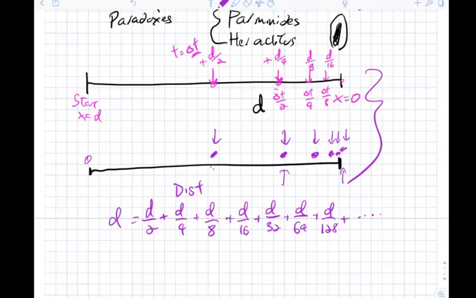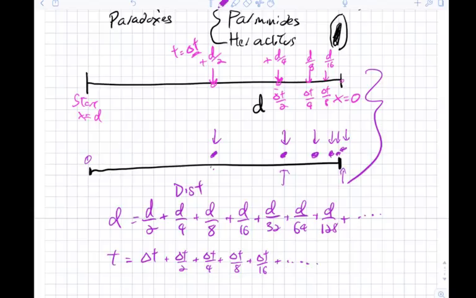Also, the amount of time that has passed is, let's see, what do they say? The first leg takes delta t to run. The second takes delta t over 2. The third takes delta t over 4. The fourth leg takes delta t over 8. The fifth one takes delta t over 16. And on and on and on.